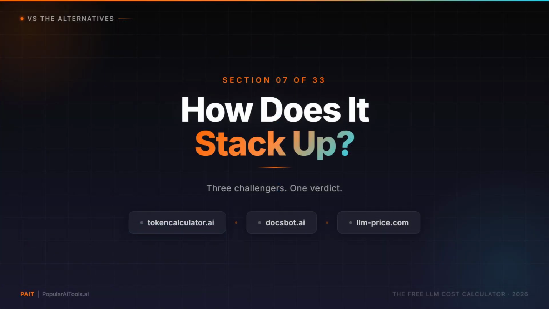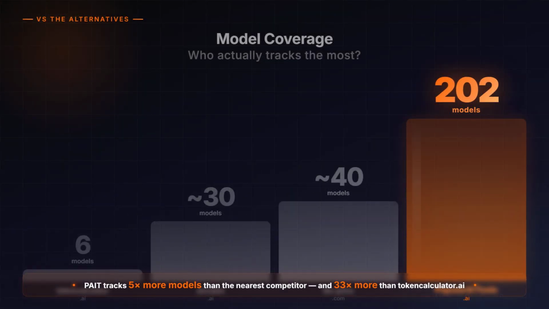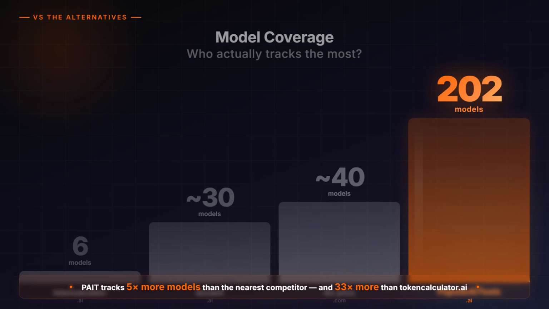Now, I'll be honest, there are other LLM calculators out there, 3 worth talking about: tokencalculator.ai, docsbot.ai, and llm-price.com. Let's see where they fall short. Token Calculator has the prettiest UI of the bunch. Credit where it's due, but 6 models. 6. DocsBot gets you around 30. llm-price sits near 40. We track 202.